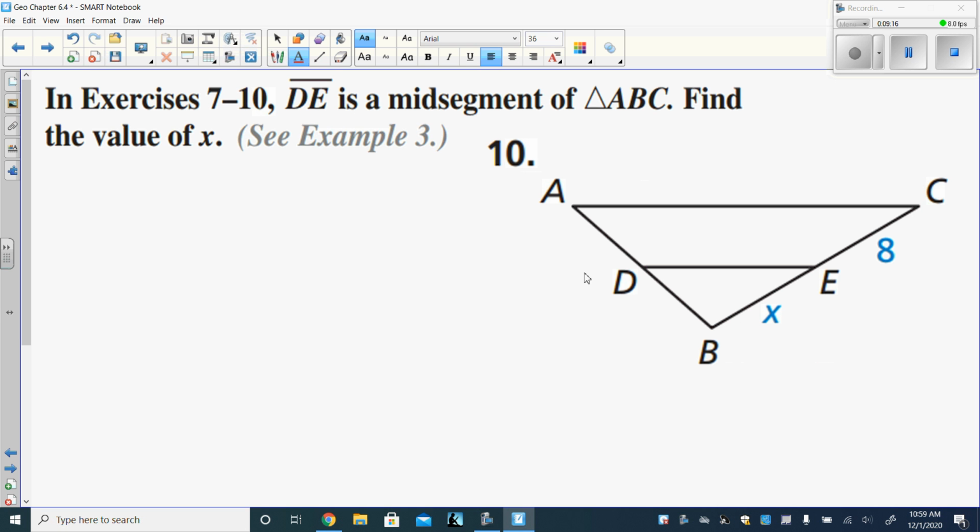And this here would be almost the same thing. So DE is a mid-segment. So it means it's connecting the midpoints, which tells us that AD and DB are congruent. BE and EC are congruent. So if I want to know the value of x, well, for this here, x is going to equal 8. And that's it. That's all we have to do for this here.